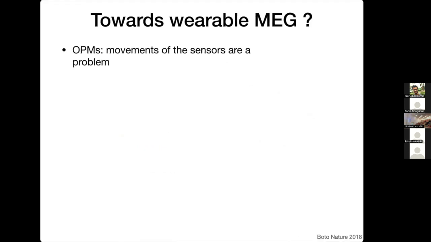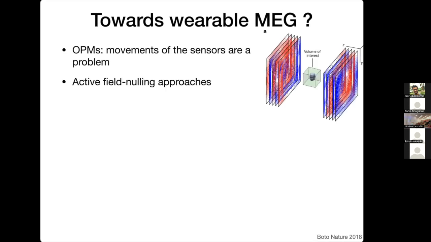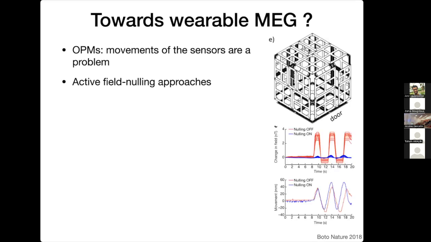And the exciting thing is that with these, you saw that it's quite small. We might be able to go towards wearable sensors. Still, one big problem is that movements of the sensor are a problem. They don't have a high dynamic range, and if you move in a magnetic field, you record these changes and the sensor saturates. So there are currently approaches to null the field with active coils, with systems that look like this or, more recently, like that. They manage to reduce the ambient magnetic field enough that these OPMs can be used while the subject is moving a bit.